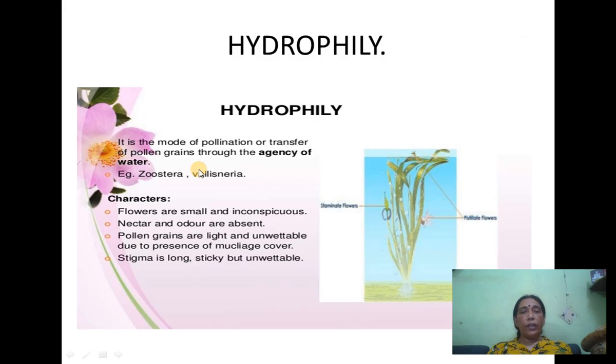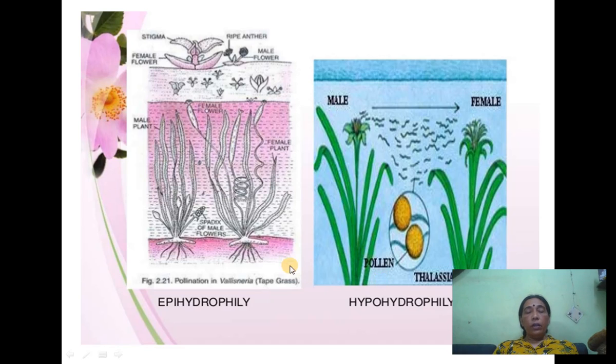Then hydrophily. It is a mode of pollination or transfer of pollen grains through the agency of water. Examples are Zostera and Vallisneria. Let us see the characters. Flowers produced are small and inconspicuous. Nectar and odor are absent. Pollen grains are light and unwettable due to the presence of a mucilage cover, and the stigma is long, sticky, but unwettable. See here, these are the two types, epihydrophily and hypohydrophily.